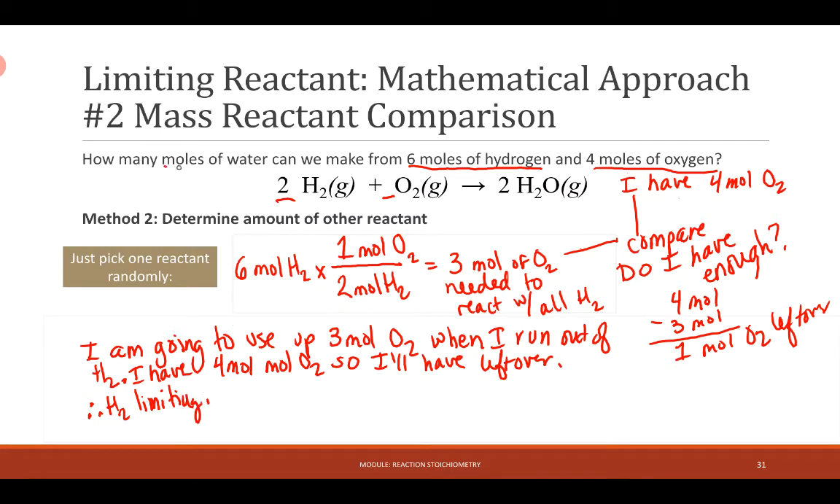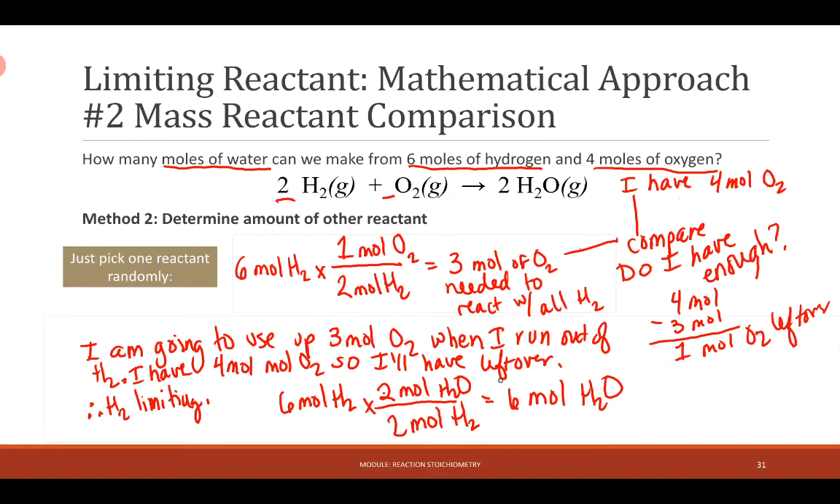So now we can calculate how many moles of water we'll need based on the limiting reactant. So now we can say, okay, if I have our 6 moles of H2, how many moles of water can I make? So where I pull out my molar ratio from the balanced chemical equation, and that's going to tell me that I make 6 moles of H2O.